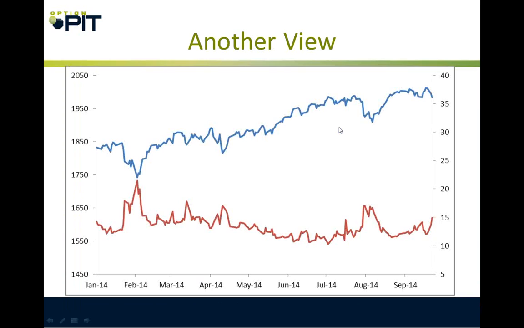So here's another view. On the left is the price of the S&P 500 in the blue line, and on the right is the price of the VIX, and that represents the red line. This gives you a real view of how the two can mirror each other. It's a really good view. This is actual price movement as opposed to returns.